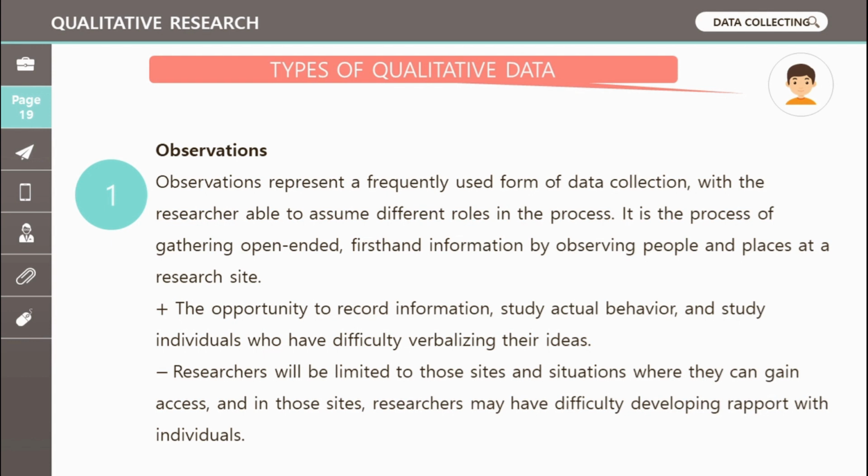The first type is observations. Observations represent a frequently used form of data collection, with the researcher able to assume different roles in the process. It is the process of gathering open-ended, first-hand information by observing people and places at a research site. The advantage of observation is the opportunity to record information, study actual behavior, and study individuals who have difficulty verbalizing their ideas. The disadvantage of observation is that researchers will be limited to those sites and situations where they can gain access, and in the sites, researchers might have difficulty developing rapport with individuals.